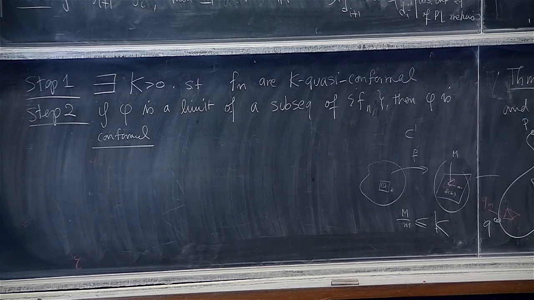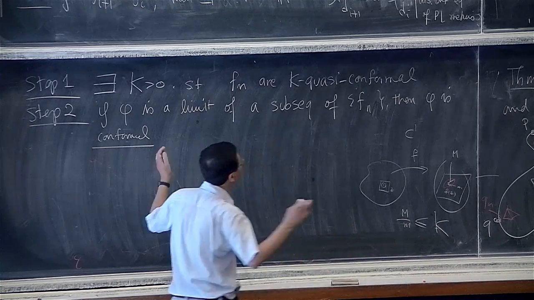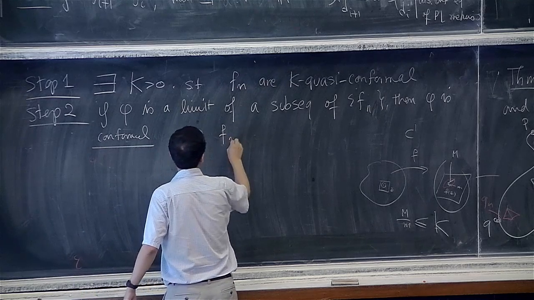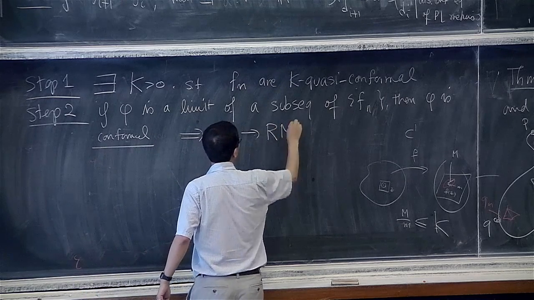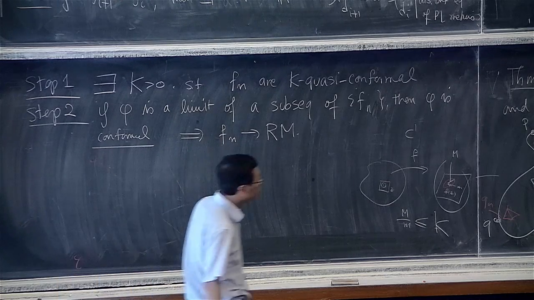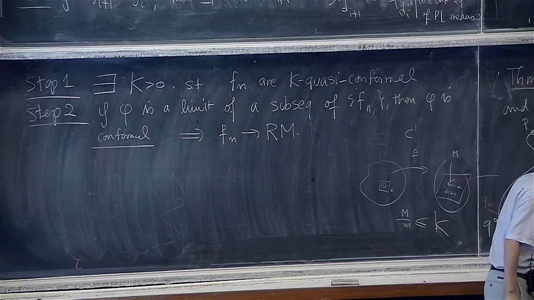Okay, so there is only one conformal map from the domain to the disk sending Pn to zero, and the derivative is preserved. So that will say all limits are the same, and that concludes that Fn converges to the Riemann mapping. Okay, and these are the two steps we will follow in the same proof.